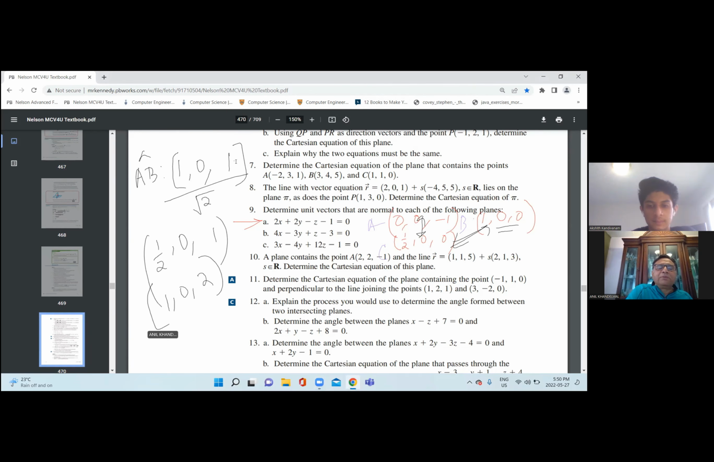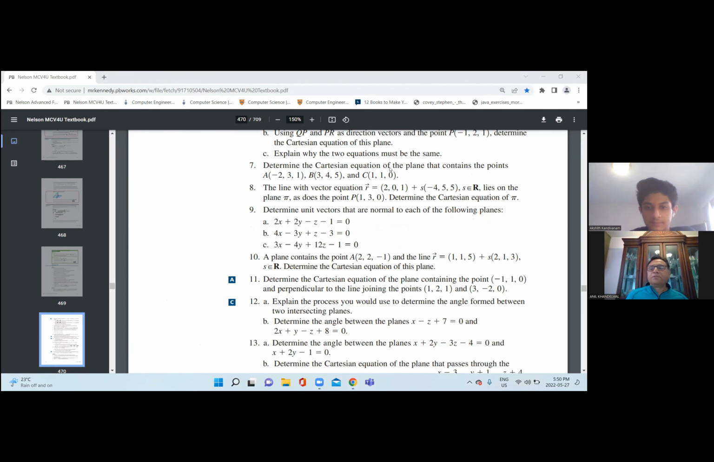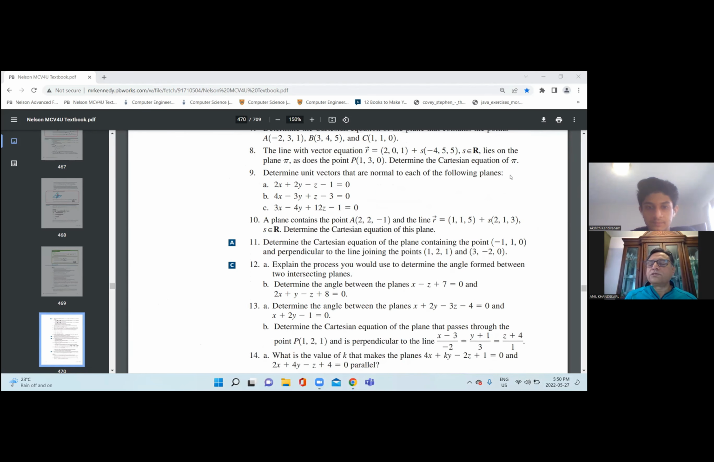And then divide by the magnitude. 1 squared plus 2 squared is 5, so square root 5. You get the unit vector. You get the idea, right? Yes, sir. I got it. That is how. So when you're working with a Cartesian equation and you have to find directions, find 3 points on that plane.